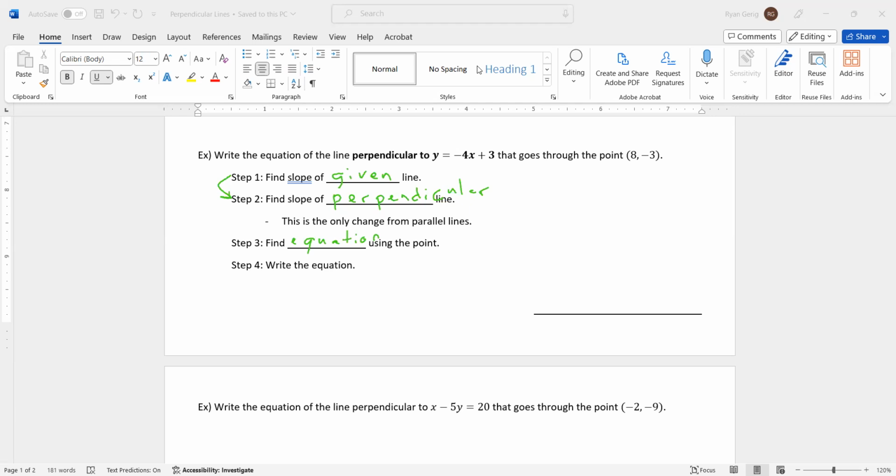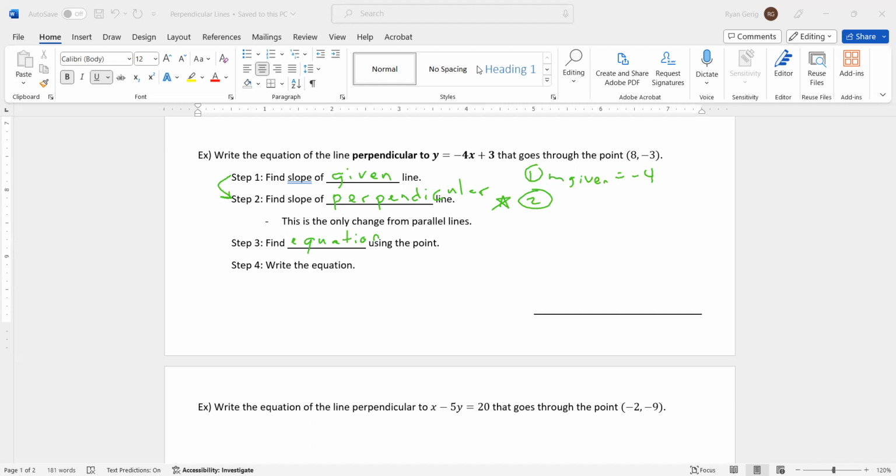So here we go. We'll do this first problem together. Find the slope of the given line. This one's set up to be pretty easy. So step 1, the slope of the given line was negative 4. Step 2.